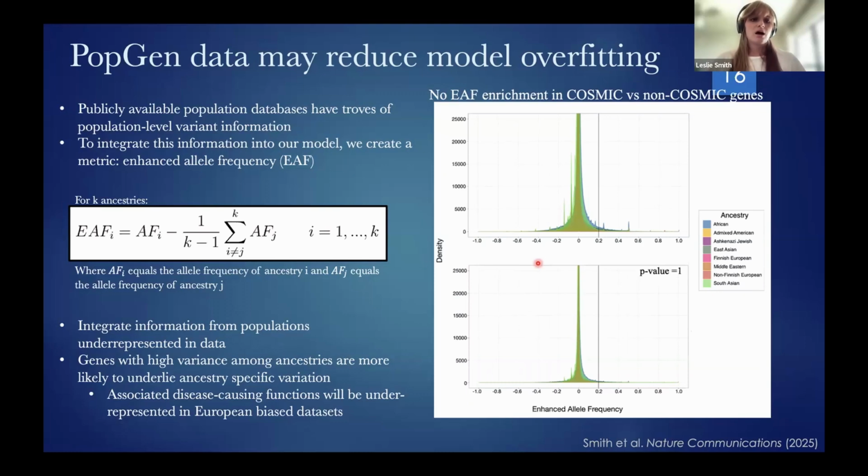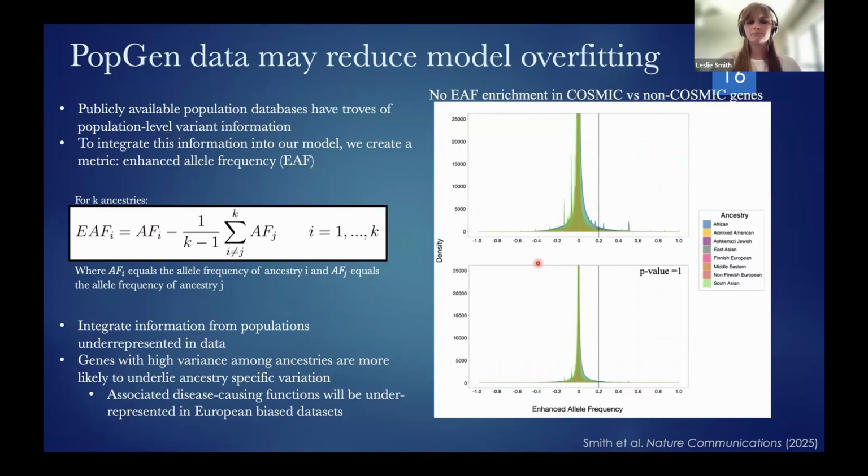So for example, given one variant, I'm going to take the allele frequency in one population and subtract the average of the allele frequency in the other populations. And so what that baseline tells me is, is this variant found more commonly in this ancestry? Is it found less commonly? And it gives us a way to integrate that information from other populations that might not be represented in my training data.